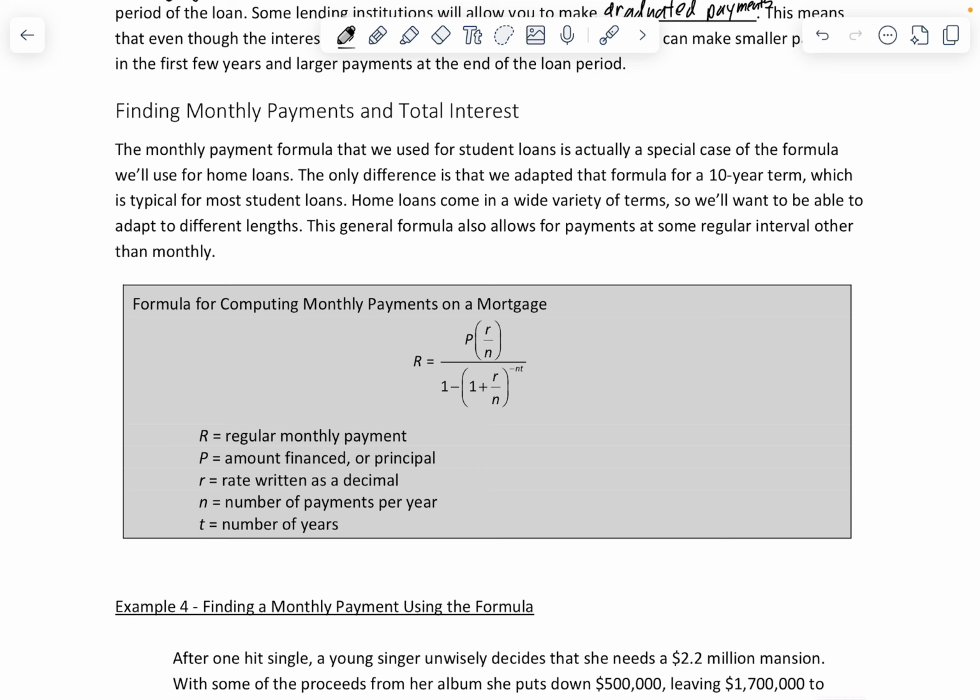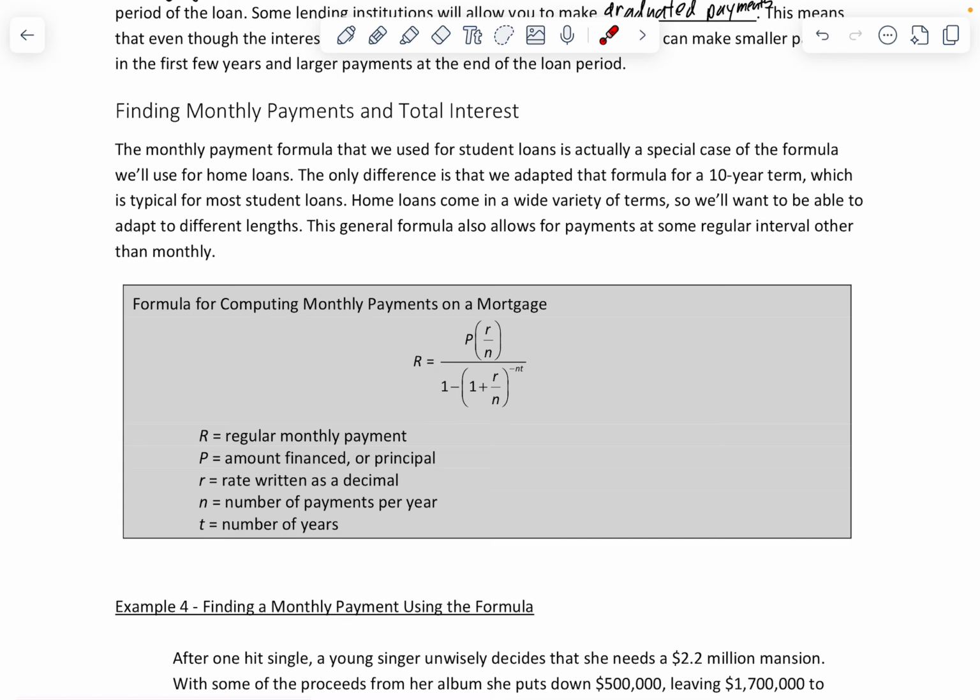The monthly payment formula that we use for student loans is actually a special case of the formula we will use for home loans. The only difference is that we adapted that formula for a 10-year term, which is typical for most student loans. Home loans come in a wide variety of terms, so we will want to be able to adapt to different lengths. This more generalized formula also allows for payments at some regular interval other than monthly. Okay, so here's the formula that we will use for computing monthly payments on a mortgage.